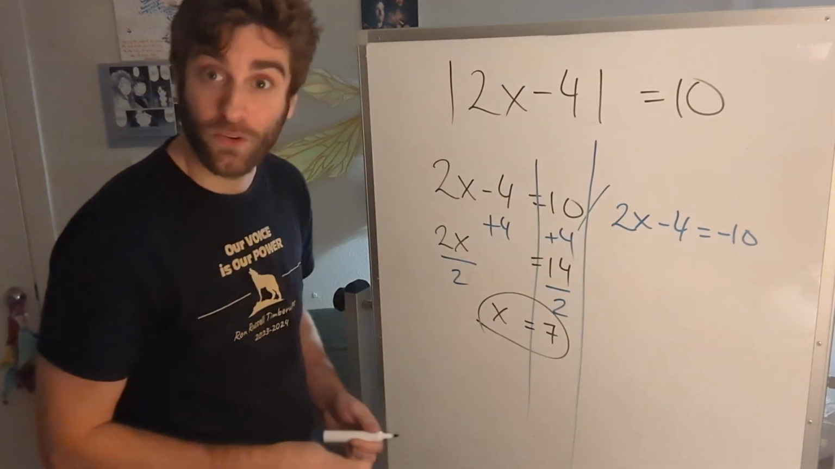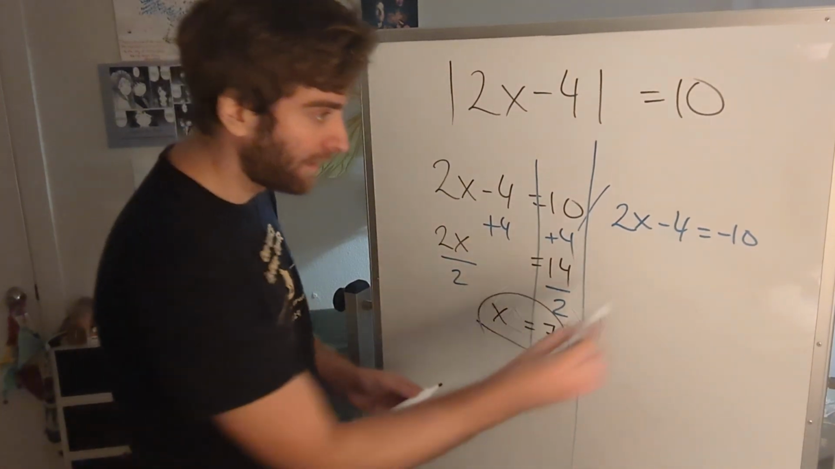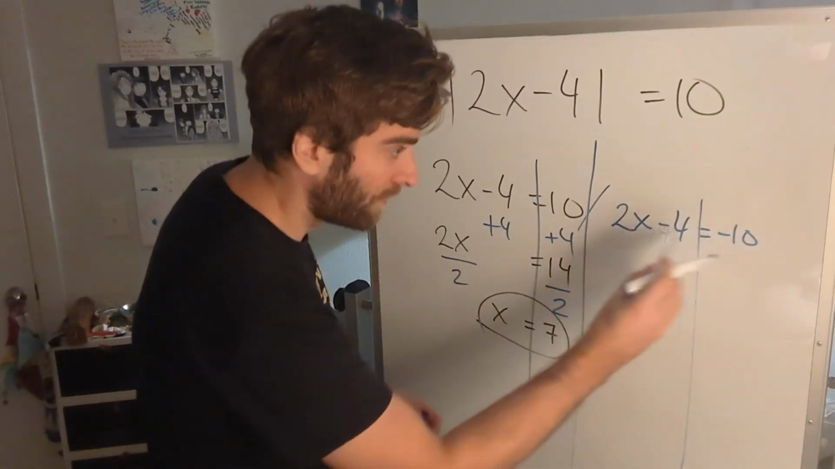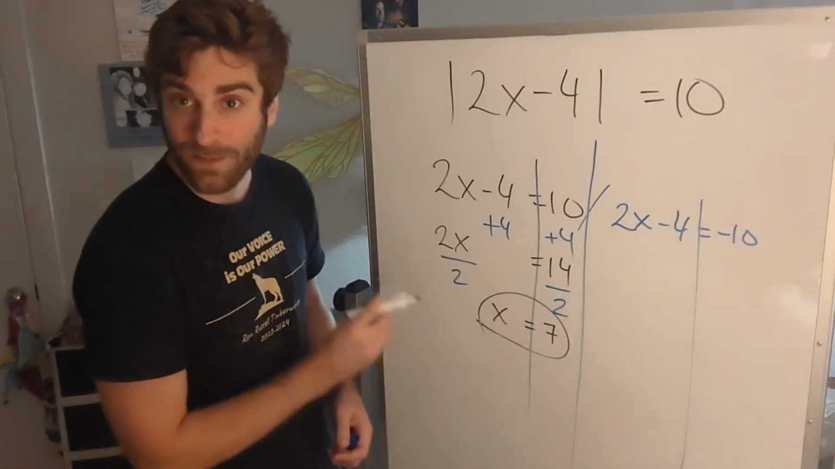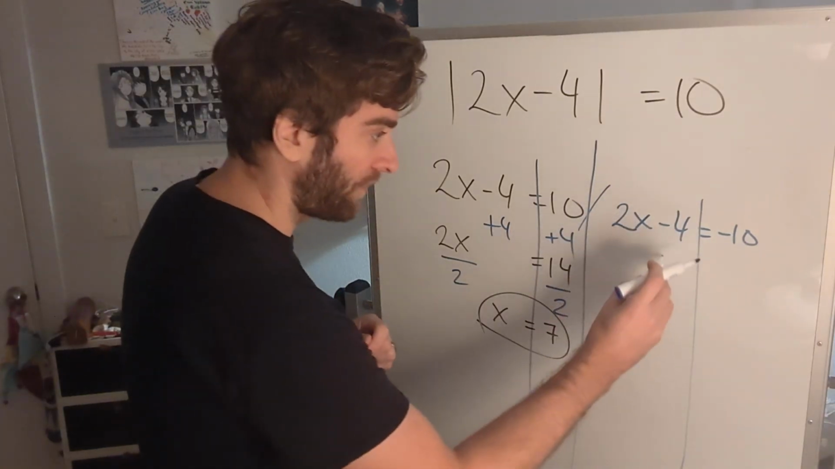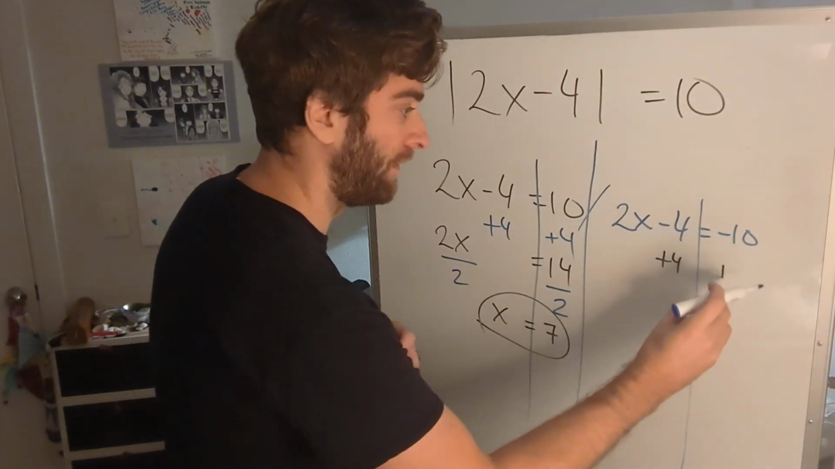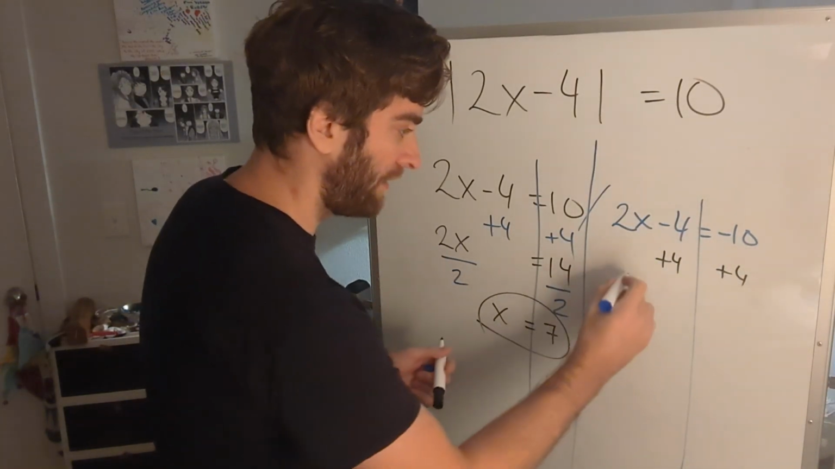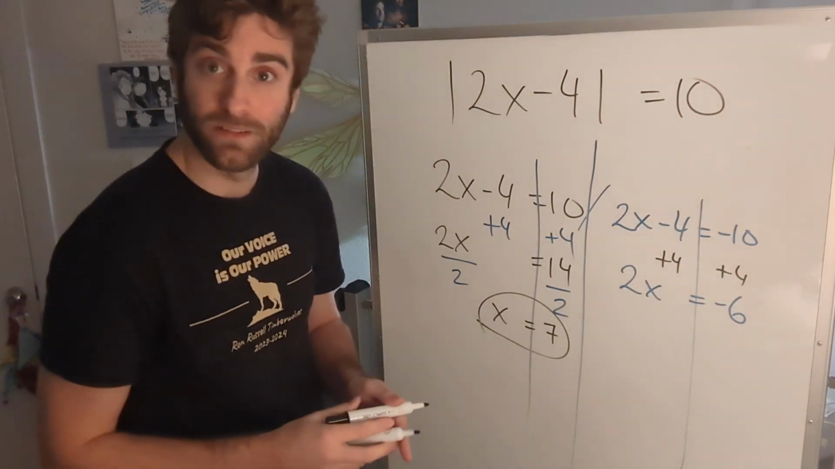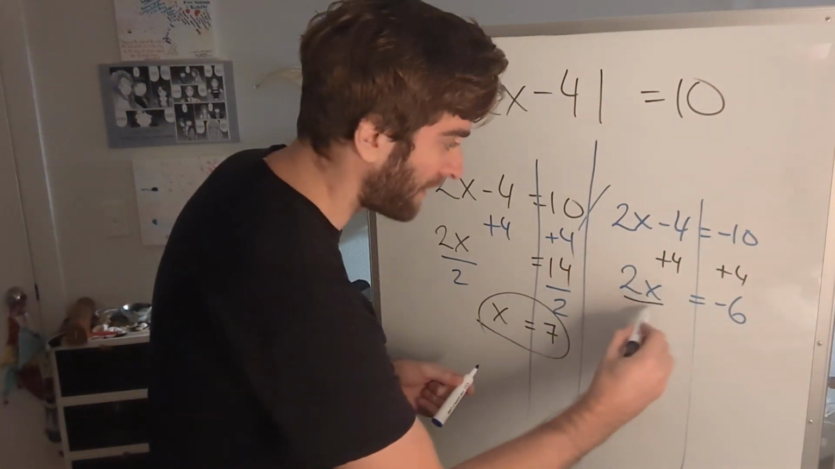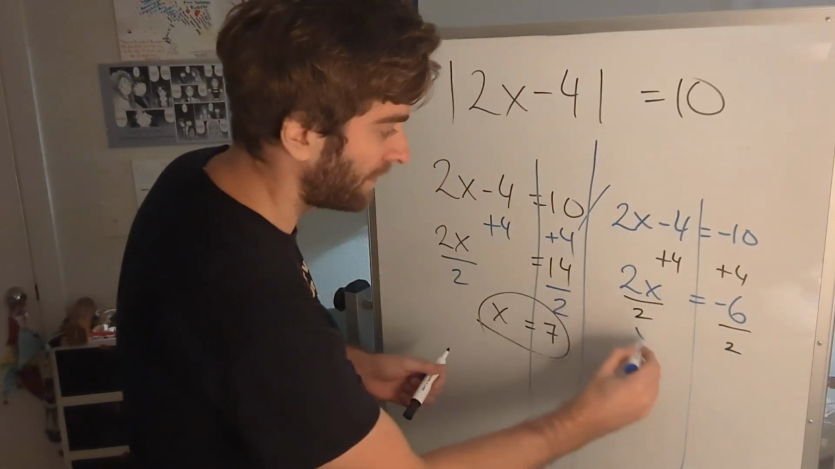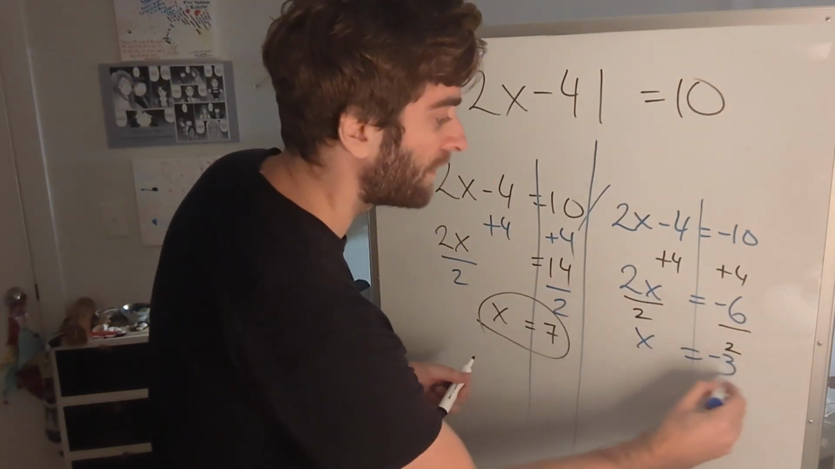Let's see the other solution now as well. Same idea. We're going to do our steps. So we're going to do the exact same steps, but instead of positive 10, it's a negative 10. So I'm going to add 4 to both sides, and I get 2x equal to negative 6. Last step is I divide by 2, and I get x is equal to negative 3.